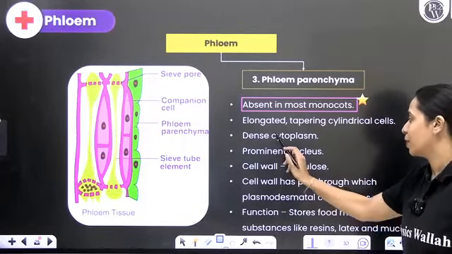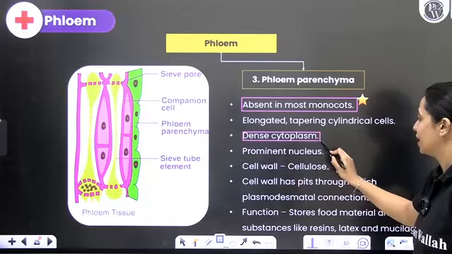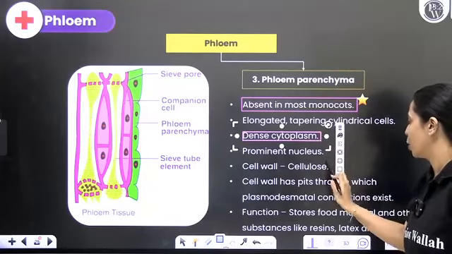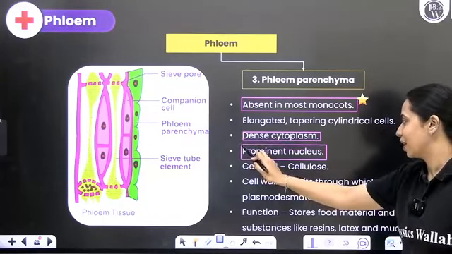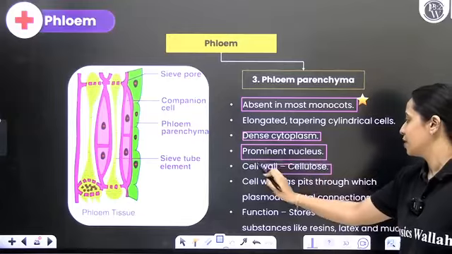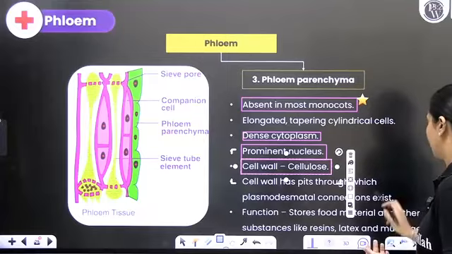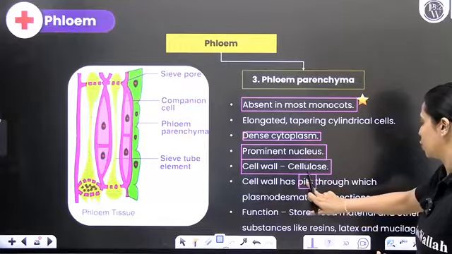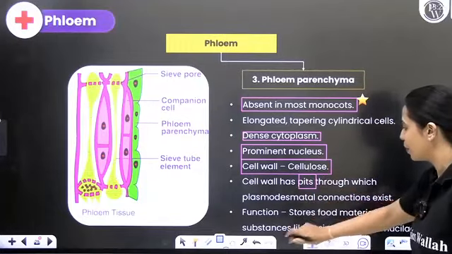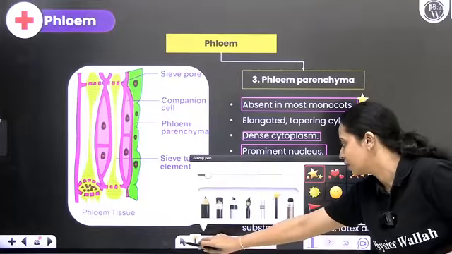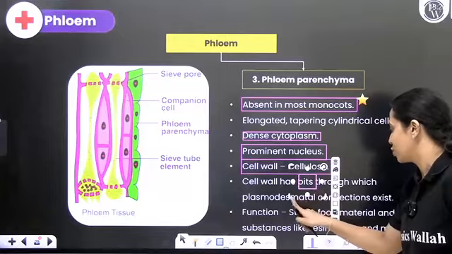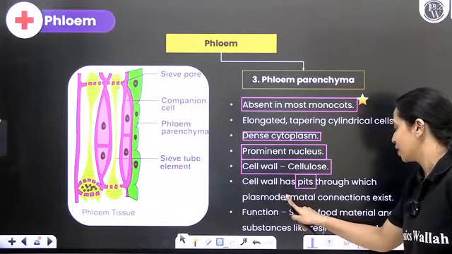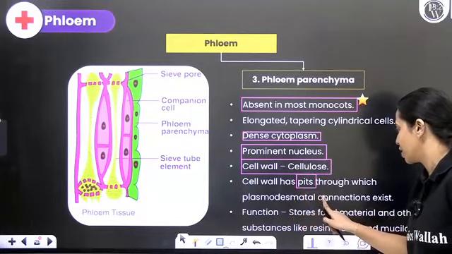Like all parenchyma, it will have a dense cytoplasm, a prominent nucleus, and its cell wall is made up of thin cellulose. Even over here, pits will be present that will help in communication. Remember when we spoke about cell wall in the chapter Cell the Unit of Life, I had mentioned how plasmodesmata will form. Plasmodesmata are cytoplasmic connections.